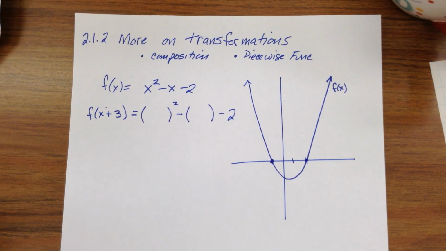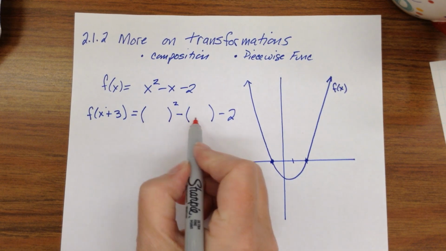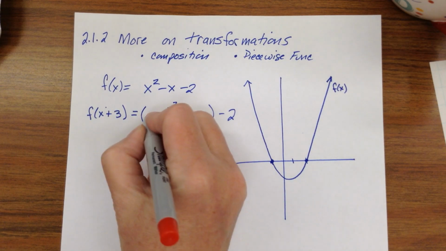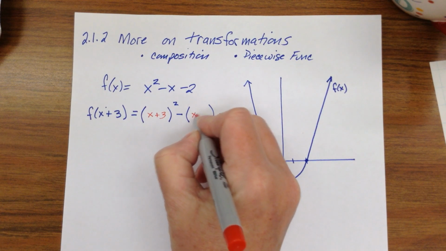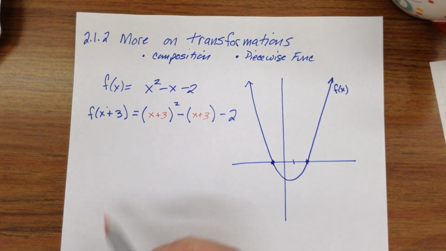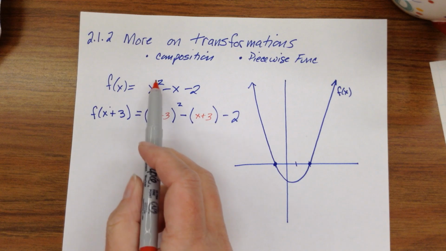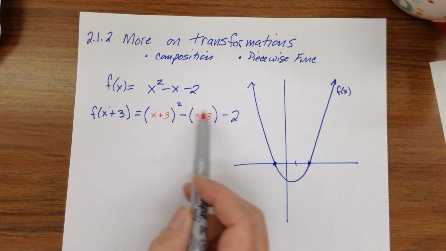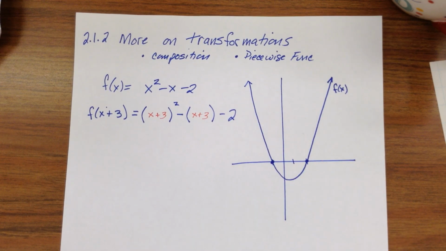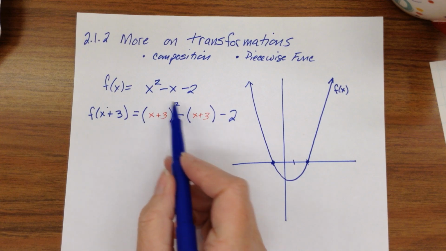Well, here's all we do, people. In all the blanks, we're going to put an x plus 3. Think it through again. If this said f of 7, it'd be 7 squared minus 7 minus 2. Well, it's x plus 3 squared minus x plus 3 minus 2. And now we're going to simplify this out. Simplify it out? What do you mean? Well, we have to FOIL this out.